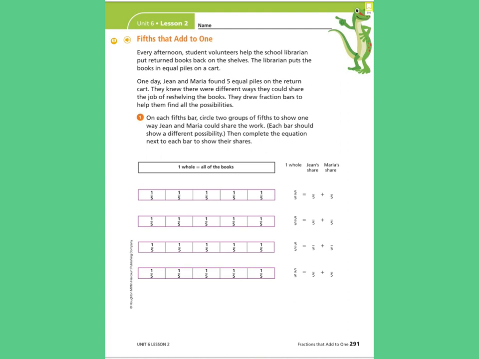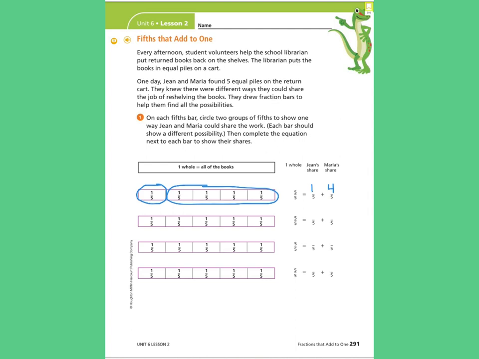So for example, I know that 1/5 plus 4/5 is equal to 5/5. That's one way that they could share putting the books back. So that would mean that Jean would put one of the 5 piles of books away and Maria would put 4 of the 5 piles away.